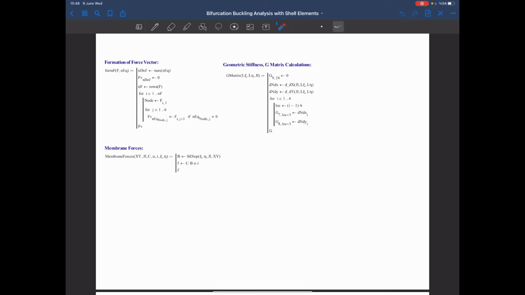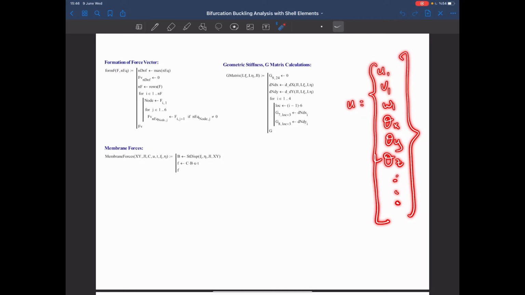So for the shell element, our displacement vector is as follows: u1, v1, w1, theta x, theta y, and theta z, and it goes like that. So here I'm just considering the w1. I'm looking at the w1 interpolation, and for the bilinear thick plate element, it's a linear interpolation.